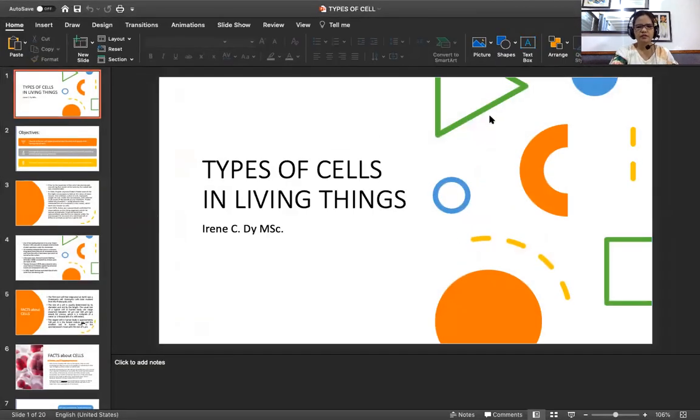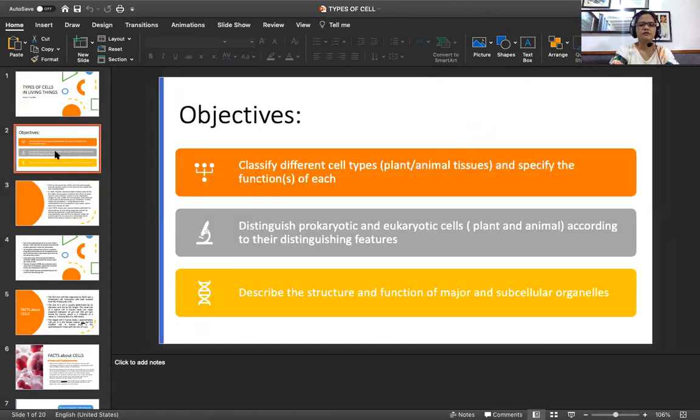Now I would like to discuss the types of living cells in living things. We have different objectives here. You should be able to classify the different cell types, plant and animal tissues, and specify the functions of each. You should be able to distinguish prokaryotic and eukaryotic cells, plant and animal, according to their distinguishing features.